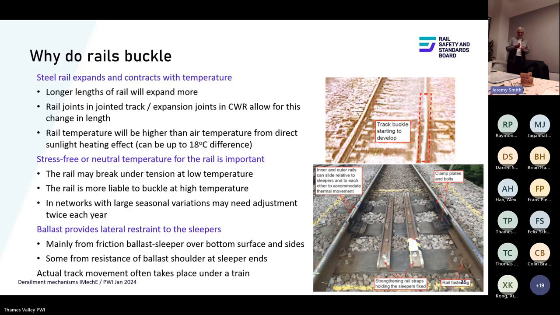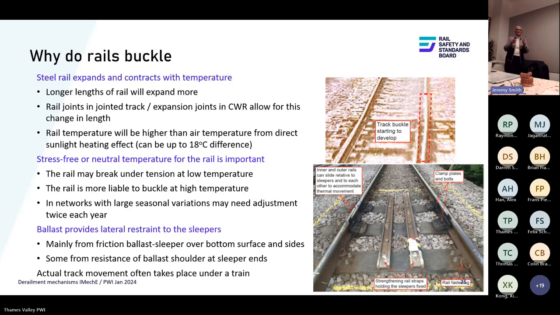And generally, the actual track movement takes place under a train. Though interestingly, some friends of mine who work for Austrian Railways have recently done a big exercise in trying to work out whether the train can actually produce enough force to move the track sideways, and it can't. The train cannot produce enough lateral force to slide a sleeper through the ballast.